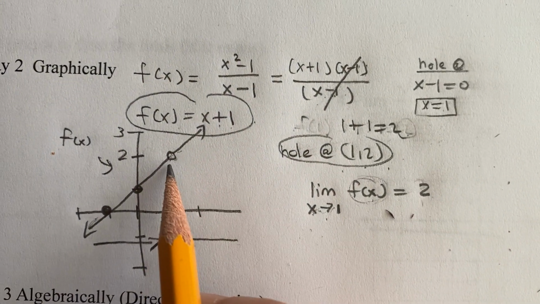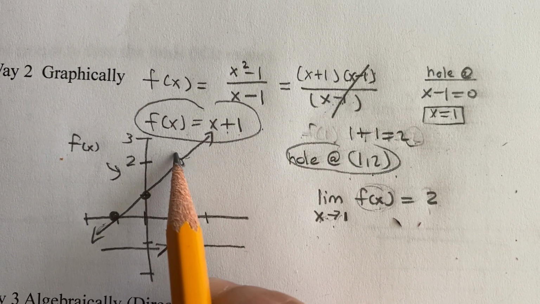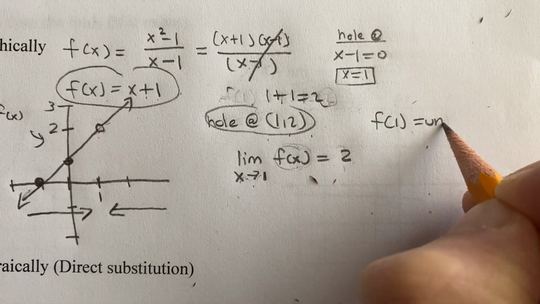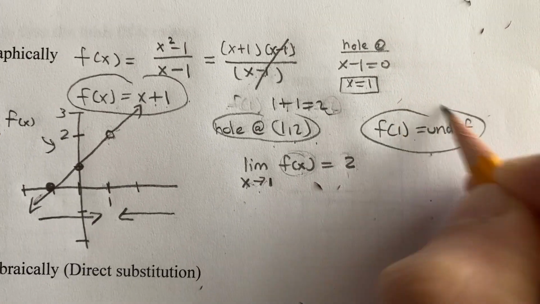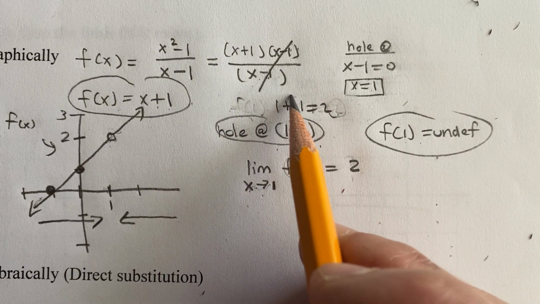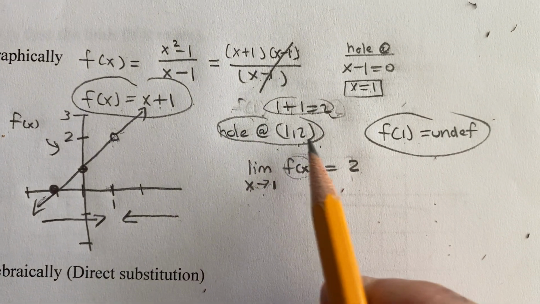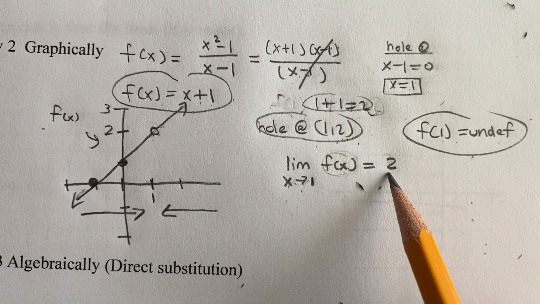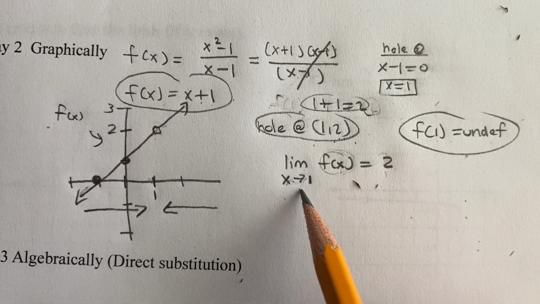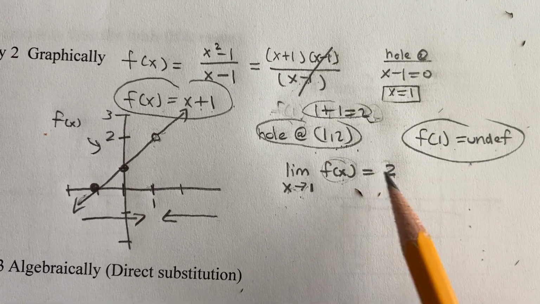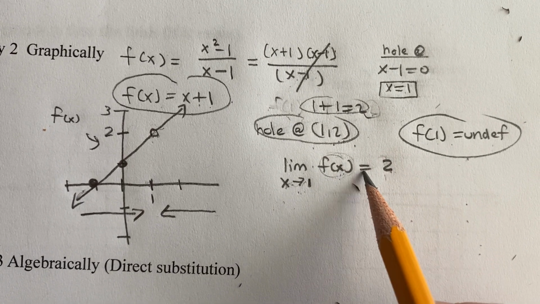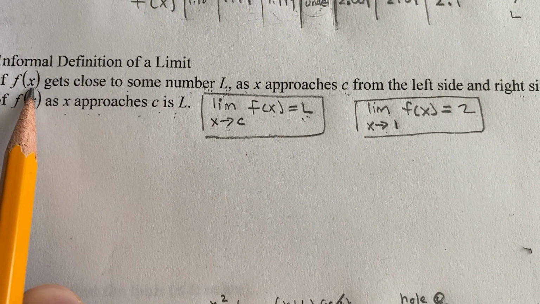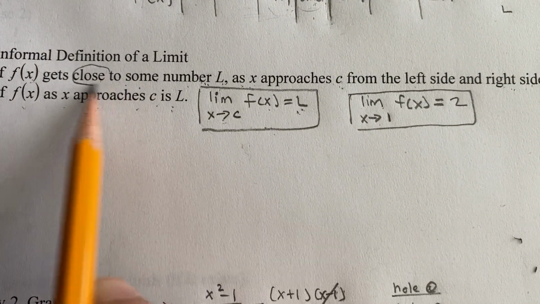Again, we don't care about what happens at this number. We know that f of 1 is still undefined. Again, there's a reason why I erased this. I'm just doing the calculation to get the y value of the hole. But you know it's undefined, and so you don't say the limit as x approaches 1 of f of x is undefined. You say the limit as x approaches 1 of f of x is equal to 2, because this number L is what f of x gets close to, okay?